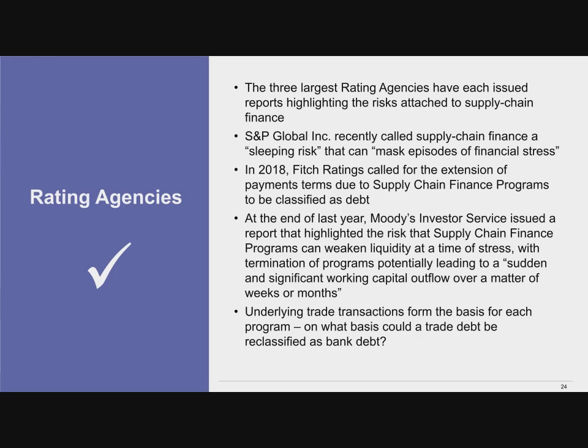Looking at the three largest rating agencies, they have all issued reports highlighting what they see as the risks attached to supply chain finance. S&P Global recently called supply chain finance a sleeping risk that can mask episodes of financial stress. In 2018, probably one of the first rating agencies to come out and subject these programs to heightened scrutiny, they suggested that these programs should be classified as debt.